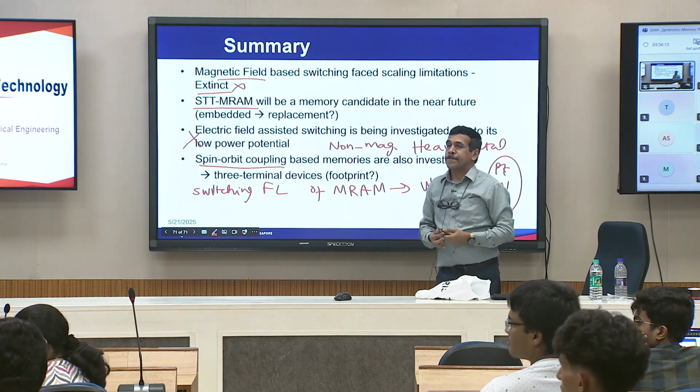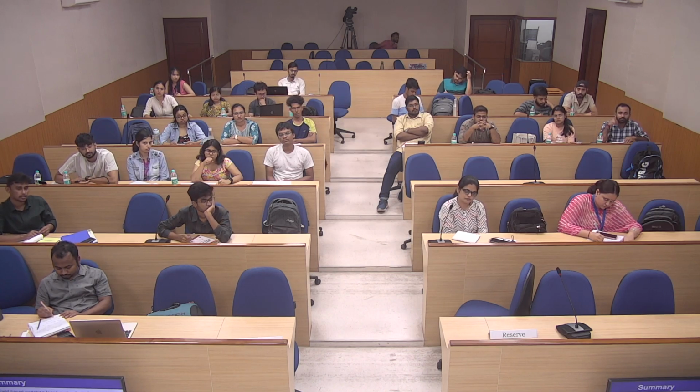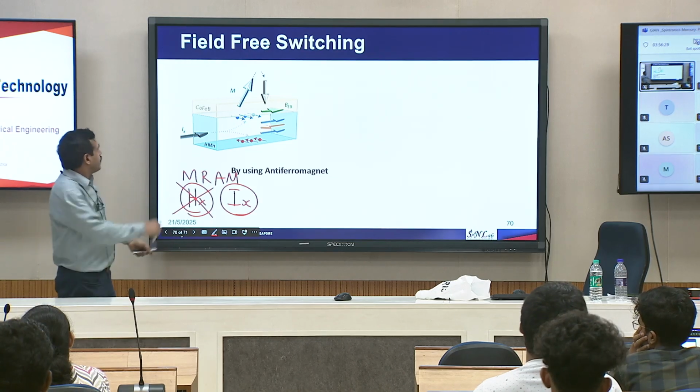What is the principle behind removing this Hx? In this slide we are using antiferromagnetism. So, how will the antiferromagnetic material help in removing the Hx?